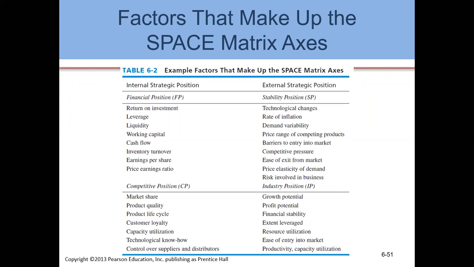Now suppose I assign different numerical values: return on investment 3, leverage 3, liquidity 5, working capital 2. I'm randomly giving different numbers, okay, after my analysis obviously. Once I have given the rating to these factors, I'm going to do the sum total of all the ratings. Suppose 3, 3, 5, and 4.